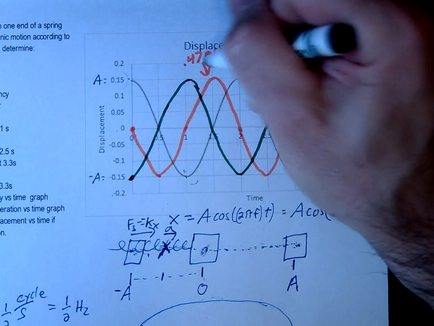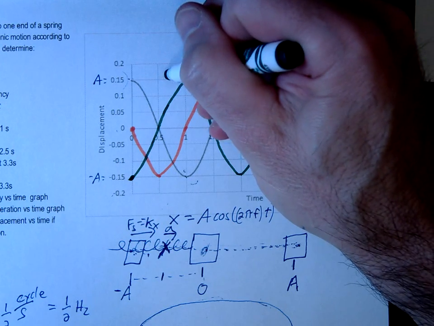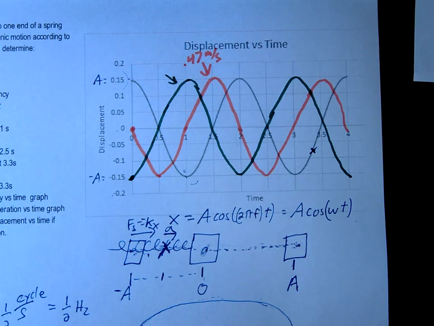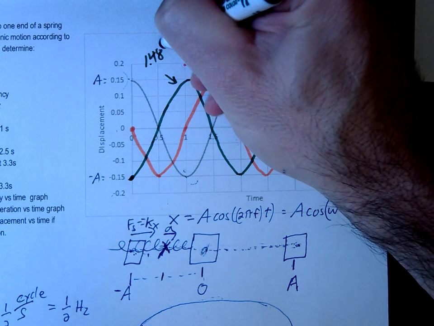So orange is velocity, green is going to be acceleration. Now what would the peak be here? We calculated that earlier. That was 1.48 meters per second squared.